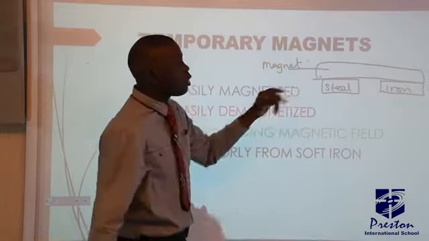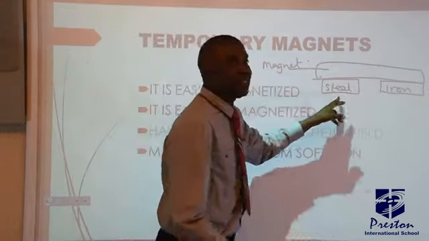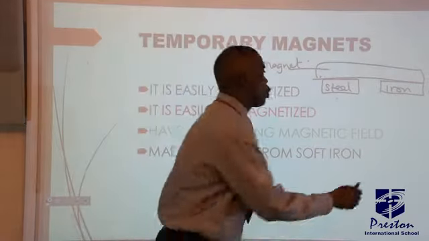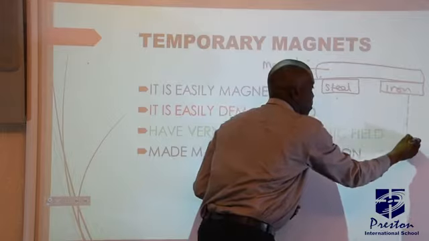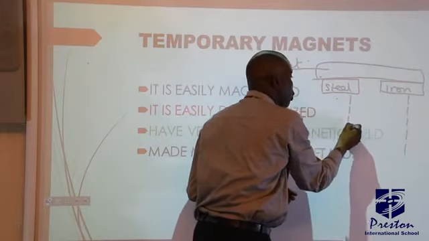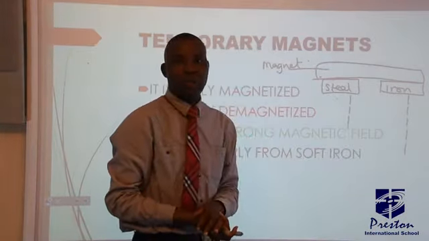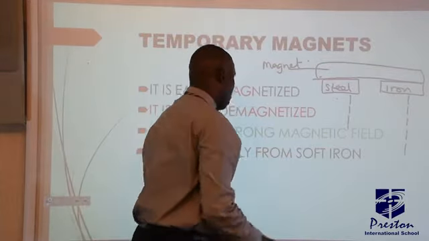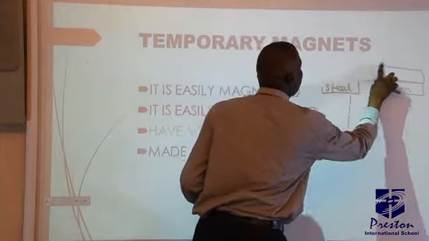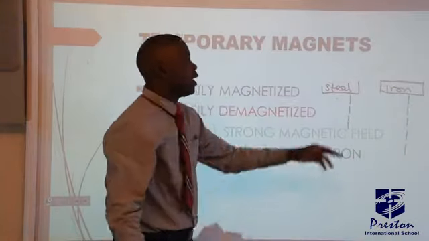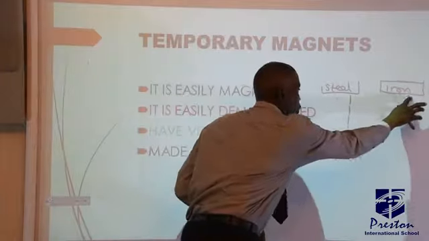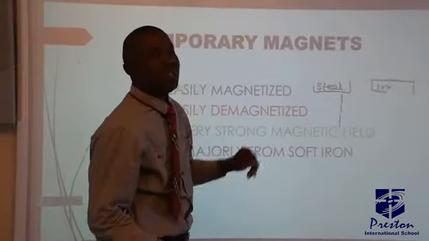You will suddenly discover that this iron and this steel can attract tiny objects like pins. So this iron will attract pins to itself. So also this steel will also attract pins to itself. If we decide to remove the bar magnet, we observe that the iron, all the pins attached to the iron will collapse. All will collapse, but that of the steel remains.